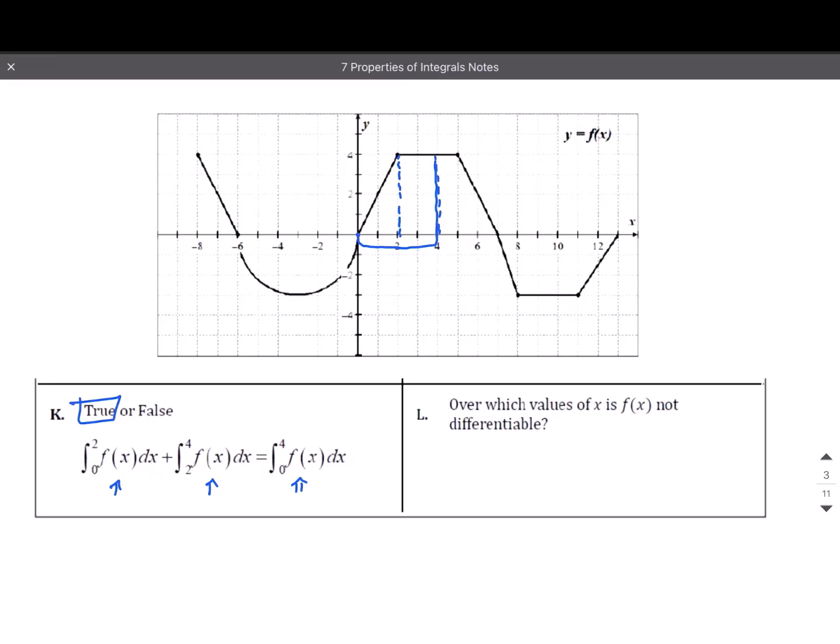One last question on this problem. Over which values of x is f of x not differentiable? It is not differentiable when you have corners or cusps, right? Or when the function doesn't exist. So that's going to happen at a lot of points on this. It's going to corner here, here, here, here, here, here, here. That's a lot of corners at x equals negative 6, 0, 2, 5, 7, 8, and 11.